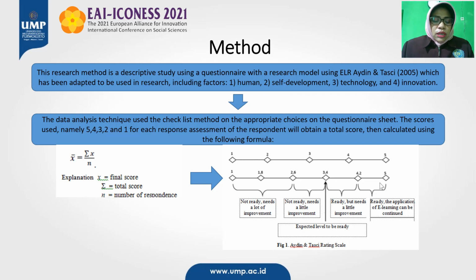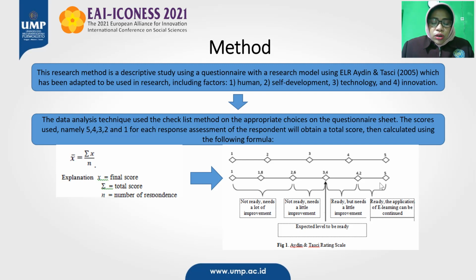Based on the research methods, the data analysis technique used the checklist method on the appropriate choice on the questionnaire sheet. The scores used are 5, 4, 3, 2, and 1 for each response. The assessment of the respondents will obtain a total score, then calculated using the following formula: X bar equals sigma x divided by n, where X bar is the final score, sigma x is the total score, and n is the number of respondents.